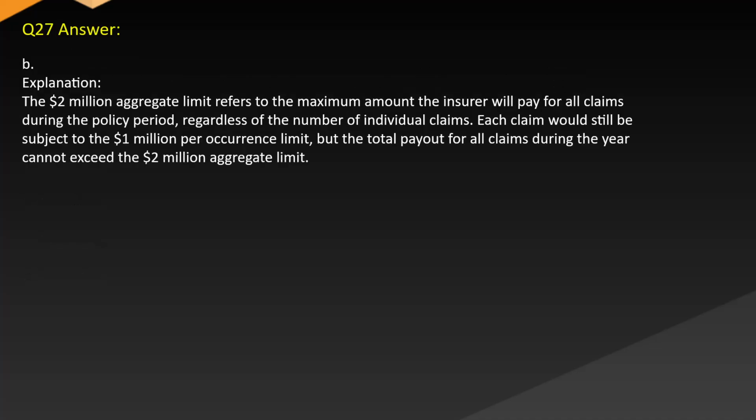Answer: B. Explanation: The $2 million aggregate limit refers to the maximum amount the insurer will pay for all claims during the policy period, regardless of the number of individual claims. Each claim would still be subject to the $1 million per occurrence limit, but the total payout for all claims during the year cannot exceed the $2 million aggregate limit.